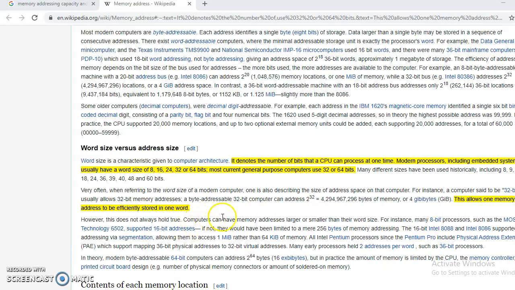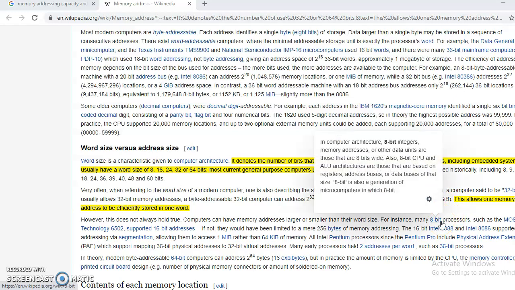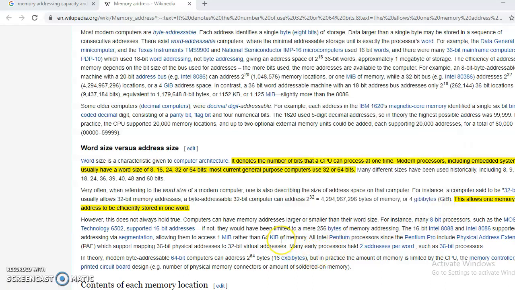Here you can see a computer can have a memory address larger than the word size. For example, 8-bit microprocessors such as the MOS Technology 6502 supported a 16-bit address. If not, they would be limited to 256 bytes of memory addressing. The 16-bit Intel 8088 and Intel 8086 supported 20-bit addressing via segmentation.